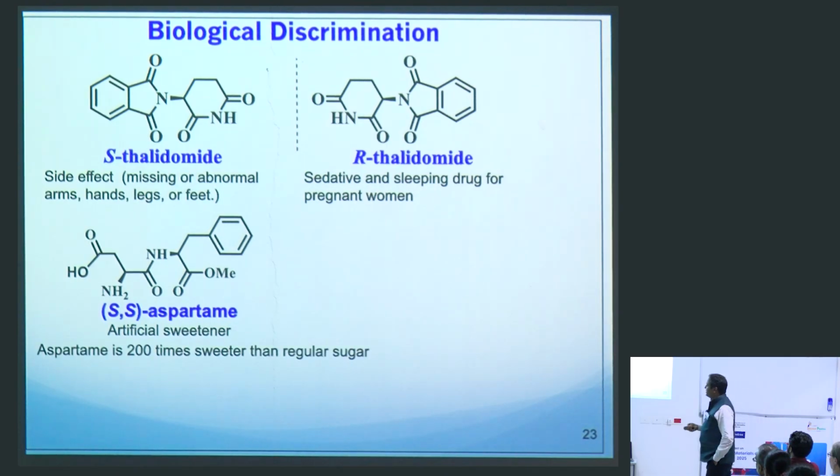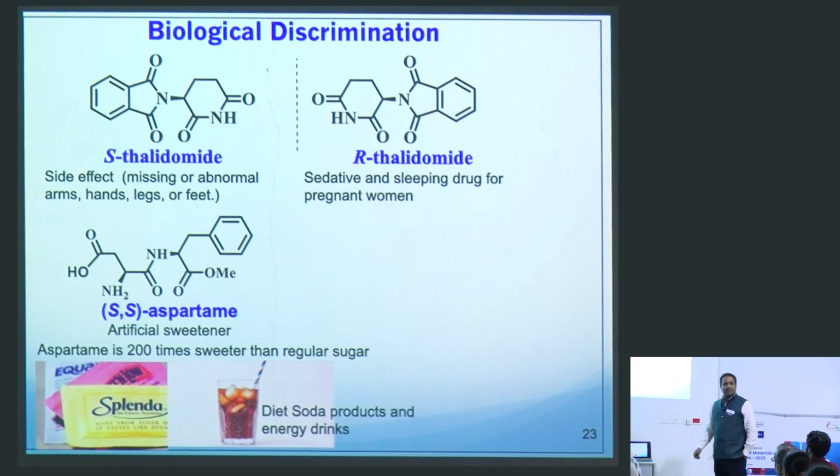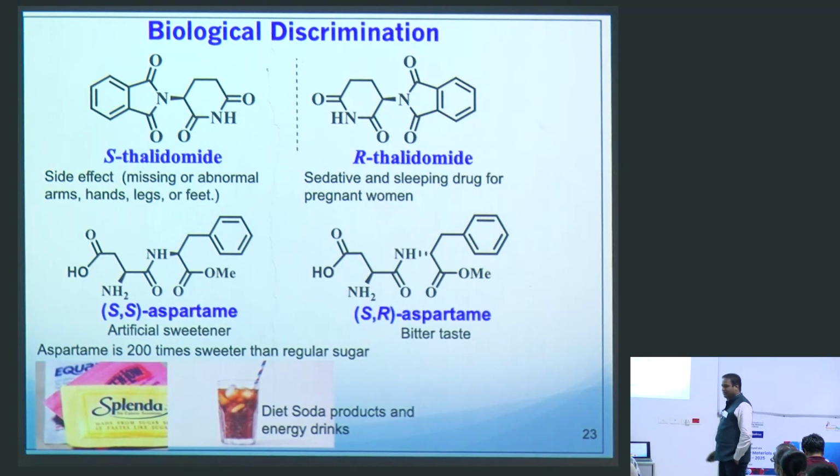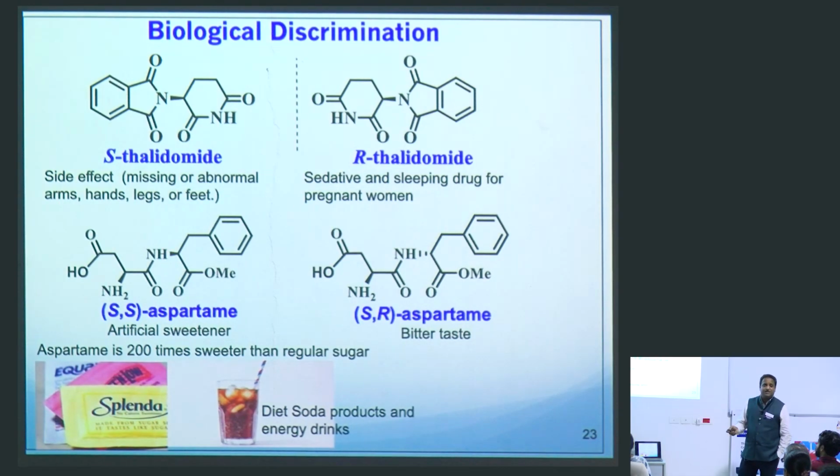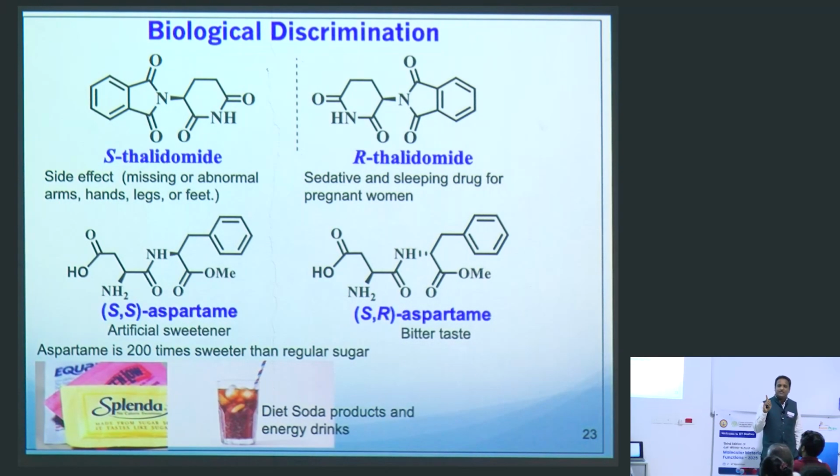You may see naturally there are diet soda, Splenda. I will show some more examples. But even before 2024 we popularly used this Splenda or diet soda, but nowadays there are studies. If we go for another, just changing the one chiral center from the S isomer into the R isomer, which is bitter in taste. Just changing the one chiral center.